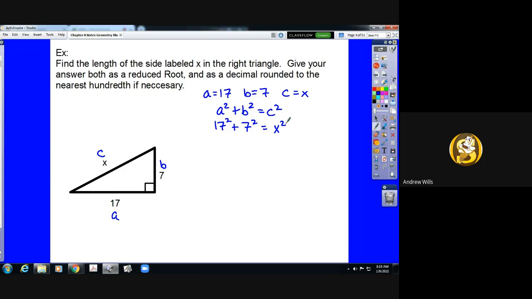You managed to use probably the two numbers that most of you hate the most in terms of perfect squares. 17 squared is 289. 7 squared is 49. Add those together. We're looking at 338 is equal to X squared, which means that X is the square root of 338.